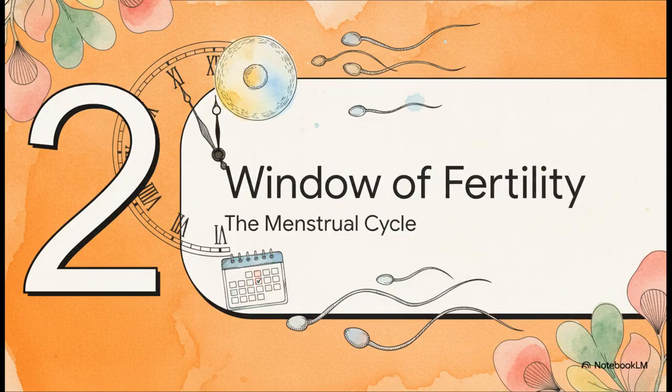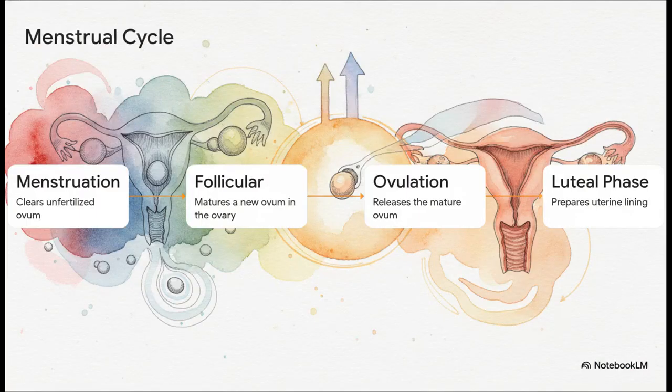Which brings us to Section 2, the window of fertility. Let's really get into the details here. Because oogenesis only produces that one mature ovum per cycle, the timing of human reproduction is incredibly, almost unbelievably specific. Let's break down the actual mechanics of the menstrual cycle, paying special attention to some vital NCERT key terms you'll definitely want to remember. It starts with menstruation.